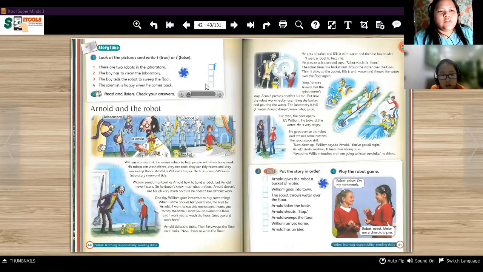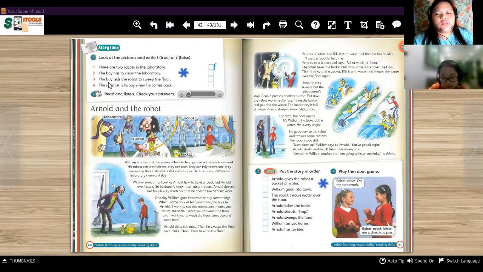Okay. So that's false. Because how many robots are in the laboratory? Two? How many robots? Yes, very good. There are three robots in the laboratory. How about number two? Can you read it, please? The boy has to clean the laboratory.